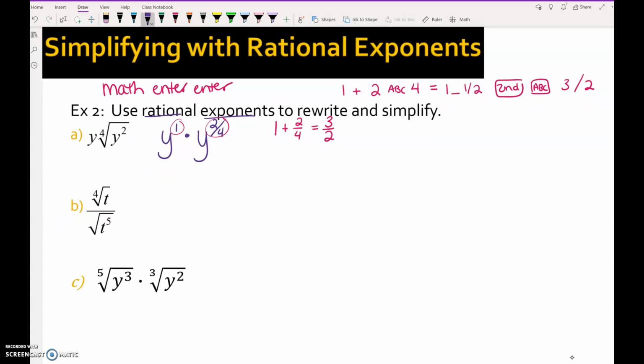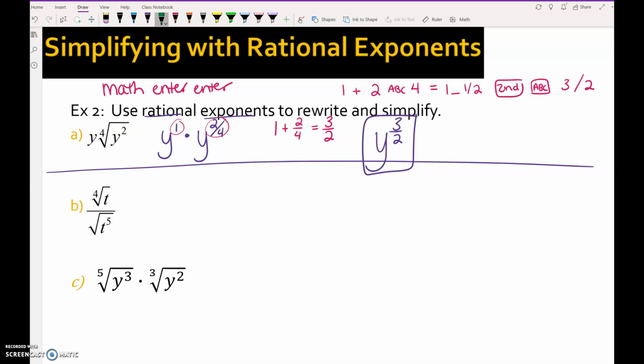So if our new exponent is 3/2, that means our answer is y raised to the 3/2. I was always taught if it starts as a radical, it needs to end as a radical, but basically according to your book, they just want you to get it to that simplified form and then be done with it. So y to the 3/2 is our answer.